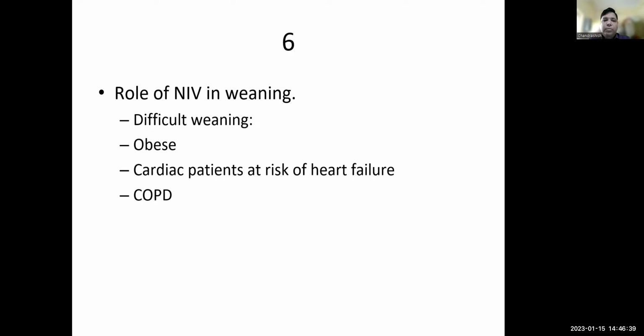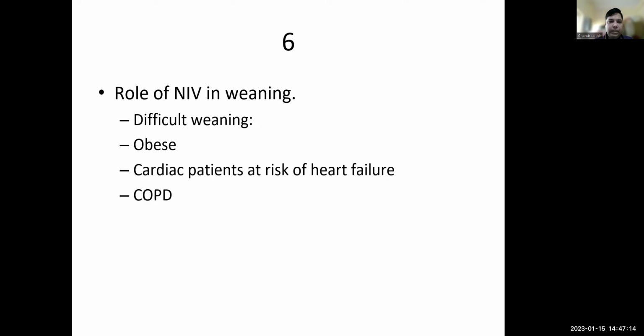The same is true for COPD. In fact, nowadays we are saying that the ventilation of COPD can be divided between invasive and non-invasive mode. As soon as you get a window, you take them off from the invasive mode and put them on an NIV mode, because NIV is the preferred form of ventilation for most COPD exacerbations and COPD patients. And you can transition them from invasive to NIV mode as soon as possible. So NIV-based weaning has got evidence and should be done for obese patients, patients who are prone to heart failure, and COPD exacerbations.